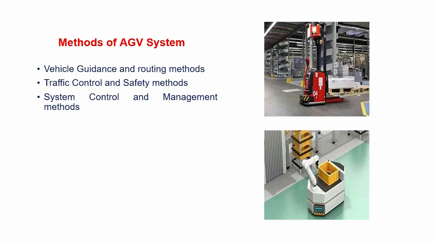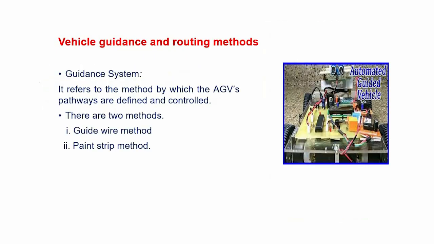There are various methods in automated guided vehicle system, such as vehicle guidance and routing methods, traffic control and safety methods, and system control and management methods. Vehicle guidance and routing methods are one of these. The guidance system refers to the method by which automated guided vehicle pathways are defined and controlled. There are two methods in guidance systems: one is the guide wire method, another one is the paint strip method.